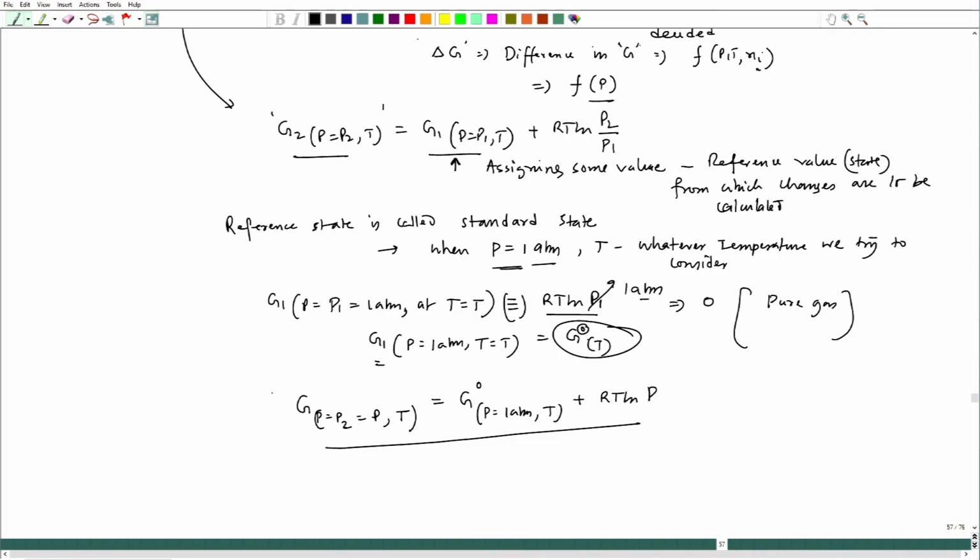But if I take P1 to be 1 atmosphere, then I do not have to consider the initial pressure, because I know that is 1 atmosphere. So, the ln 1 becomes 0. So, whatever pressure I need to consider is the final pressure, okay. And the standard state what we have taken as G naught at temperature T, that is to be added up with the RT ln P. Okay. So, this becomes my final expression.